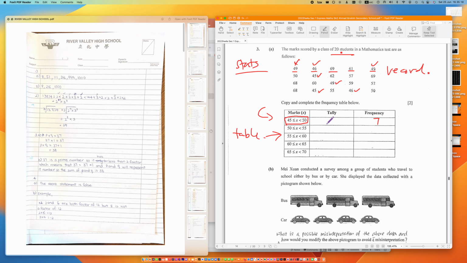So the tally is for you to mark it. In Chinese we use the 正字, which is about 5 times. But in English, we use this.